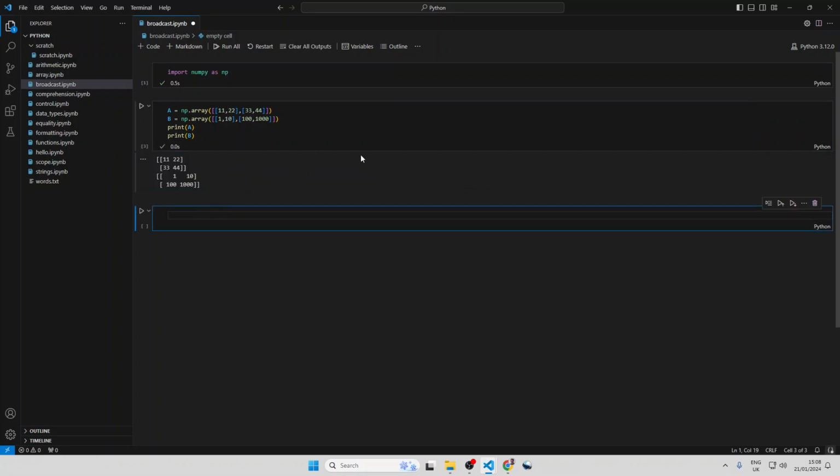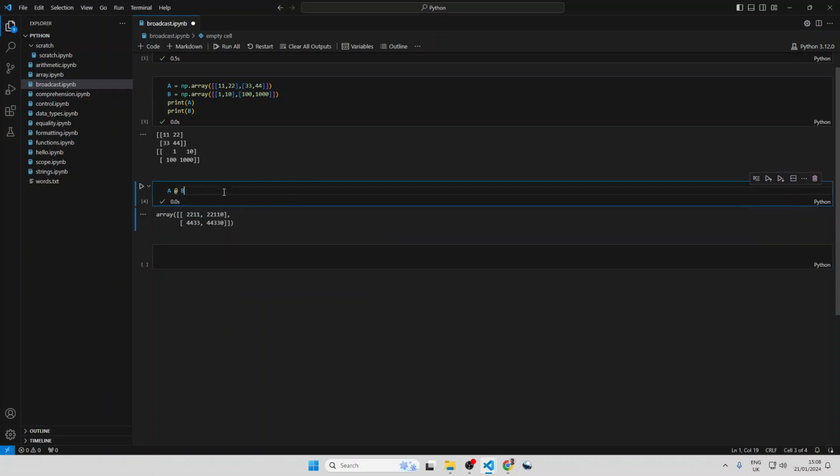Now, if you remember, we could multiply these matrices using the usual rule for matrix multiplication. Remember, that's with an @ sign. And if we do so, that's the usual product of this matrix and this matrix. You know, 11 times 1 plus 22 times 100 gives you this 2211 here, and so on. We could also just do star, right? If you wanted to do matrix multiplication and wrote a star, that would be wrong.